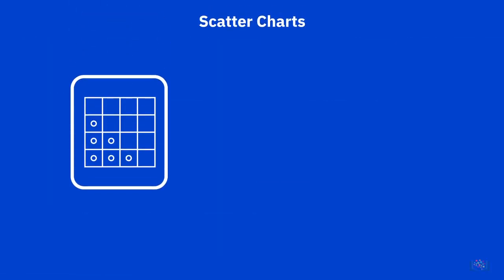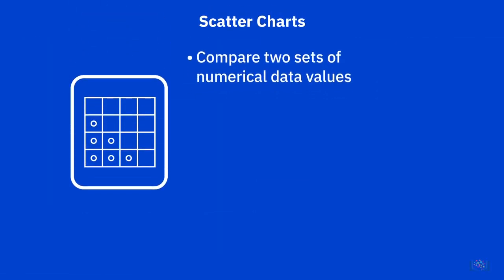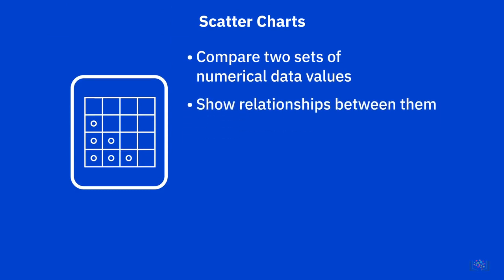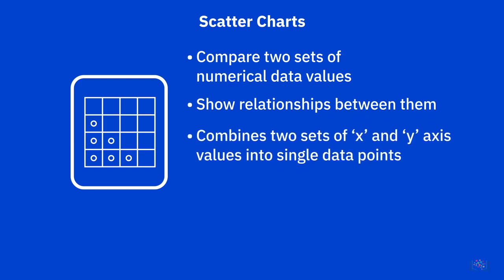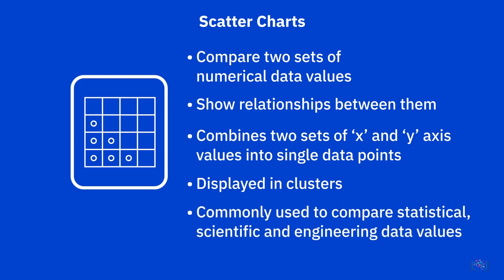A scatter chart is a type of graph used to compare two sets of numerical data values and show relationships between those sets of numerical values. A scatter chart combines the two sets of values on the x and y axis into single points of data, and then displays them in clusters in the chart. For this reason, you will also sometimes see them referred to as XY charts. Common uses include the comparison of statistical, scientific, or engineering data values.